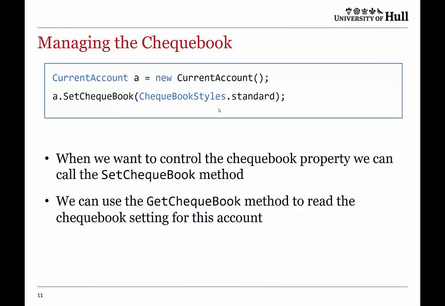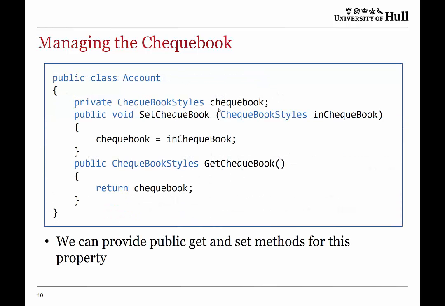In terms of how I'd use this, yeah, make myself an account, set the checkbook to standard or whatever, and I call this method. When I call the method, this code runs and it takes the parameter and slaps it into the member variable. I've no need for validation, which is nice, because with this being an enum, you can't put an invalid value in.